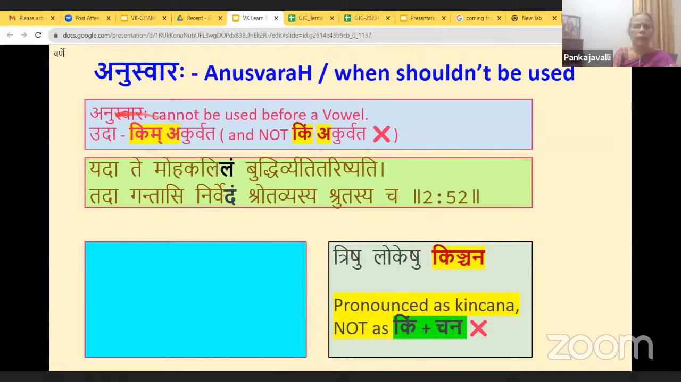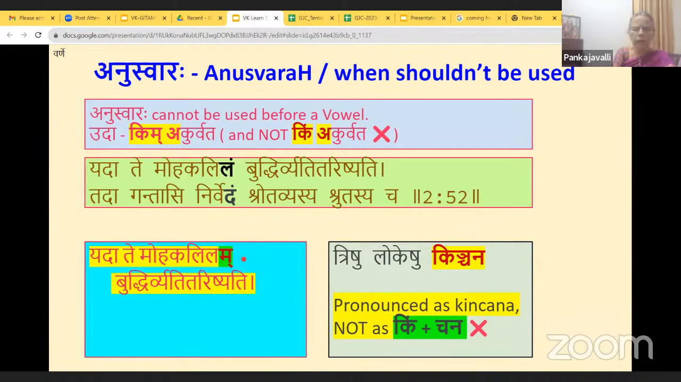Then, yada te moha kalilam buddhir vyatitarishyati tada gantasi nirvedam. Shotavyasya shrutasya cha. Here, because it is in the sentence, the anuswara is there. But when you split the pada, it should be yada te moha kalilam. Instead of anuswara at the end of the sentence, it should be only makara. Yada gantasi nirvedam, again no anuswara. It must not be used. It must get only a makara.